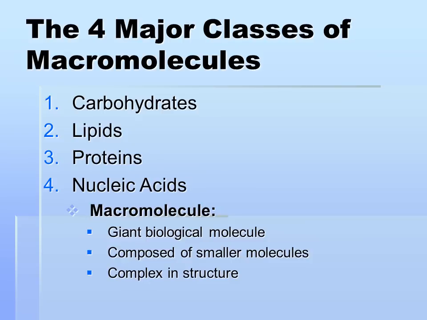So this lecture is fairly long, but really what we're going to do is break this entire lecture up into four different types of macromolecules. And as you can see here, the four types of macromolecules we'll talk about are carbohydrates, lipids, proteins, and nucleic acids. We mentioned at the beginning what a molecule was, but what is this macromolecule we're talking about? Well, a macromolecule is a giant biological molecule that's composed of smaller individual molecules, and they tend to be pretty complex in structure. So, in biology, when people talk about a macromolecule, they're typically talking about one of these four types.